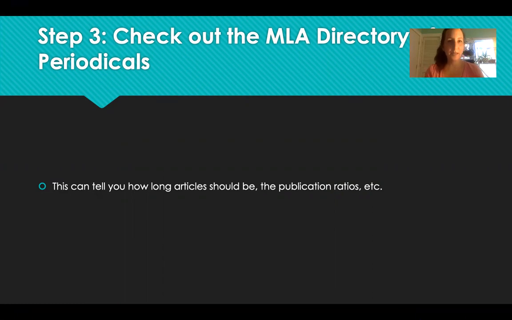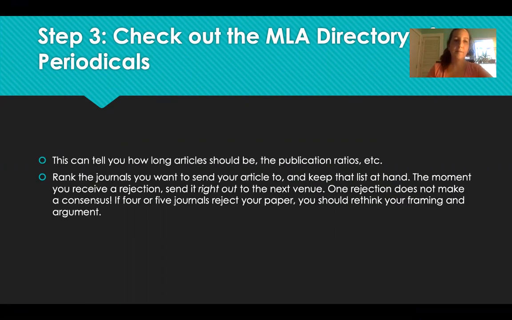So check out the MLA Directory of Periodicals. As I showed you, you might want to look up a bunch of different key terms. Rank the journals that you want to send your article to and keep that list at hand. You cannot send multiple submissions at once. And sometimes the same reader might be asked to read it if you submit to 2 different journals and whistleblow on you. You absolutely cannot send to 2 journals at once.